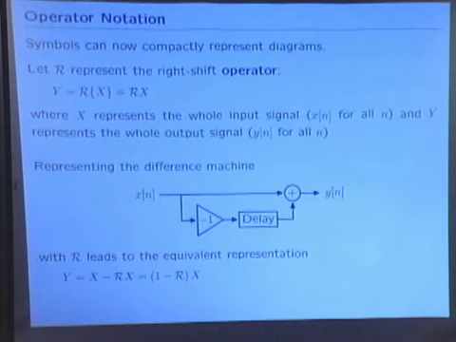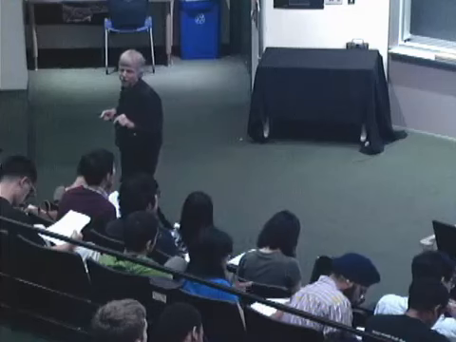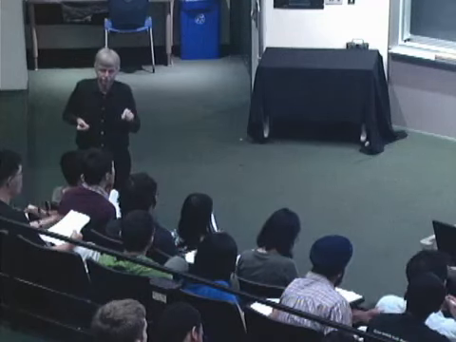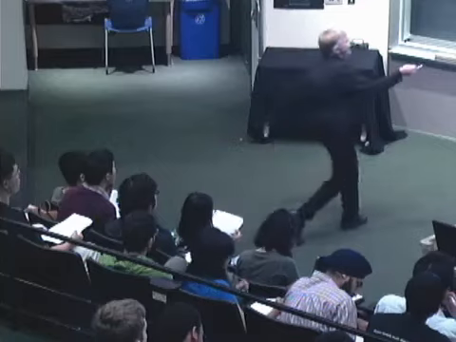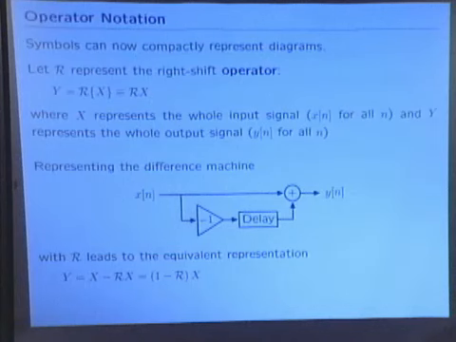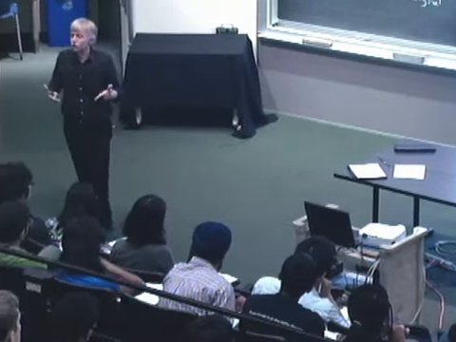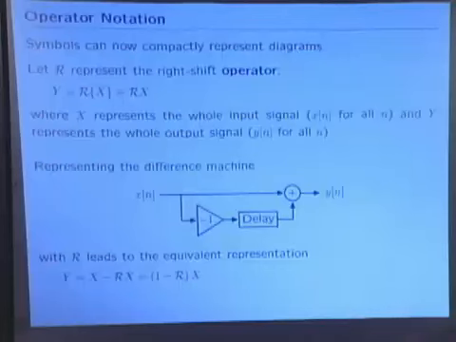We will say there's an operator R, the right shift operator, that operates on signals. So if X is the whole input signal, not the nth sample, the whole thing, we can operate on it by the R operator. We can apply R, the right shift operator, to the signal X and generate a whole new signal, which I'll call Y, which will be a shifted version of the X signal. Okay, you all got that?